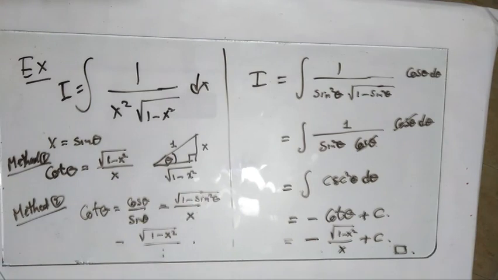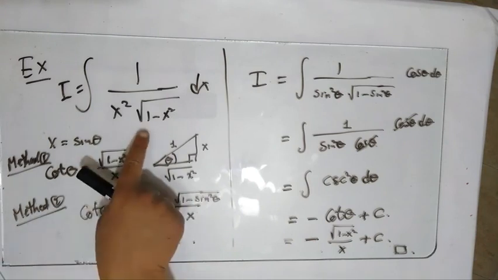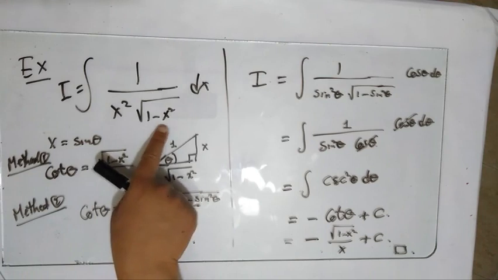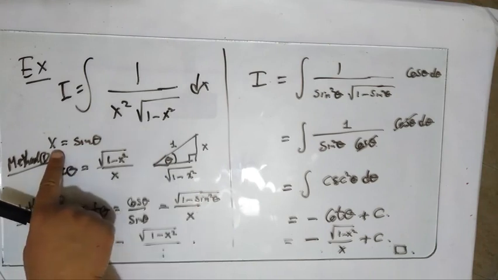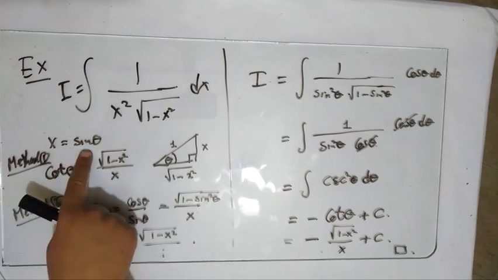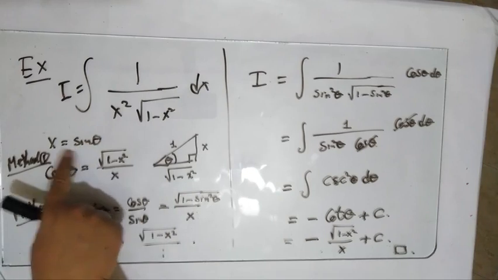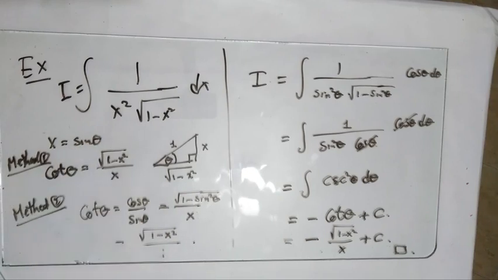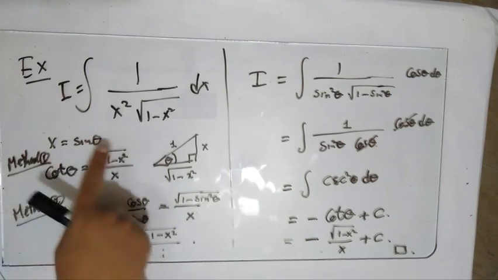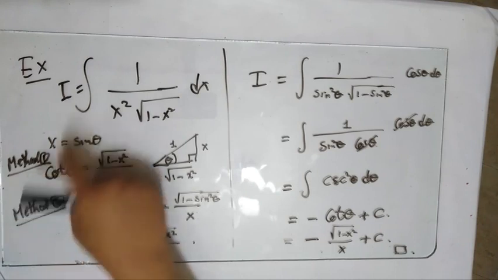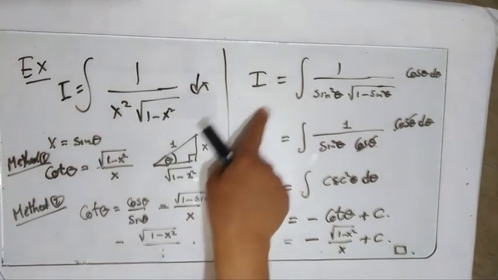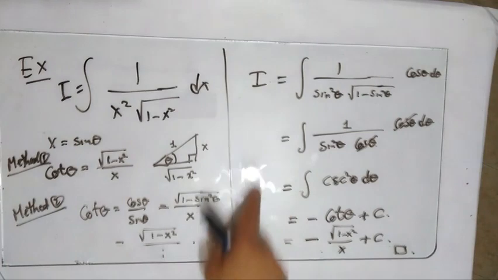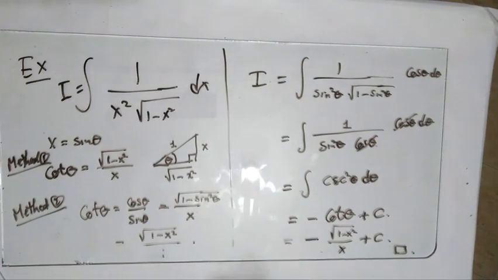Okay, since this is of the form square root of a squared minus x squared, you have to use this substitution, which is x equals a sine theta, and a here is 1, so x equals sine theta. Then you will get dx, which is cosine theta d theta, and then you substitute here, calculate everything, and you get the value of the integral, but you will find it in terms of theta.